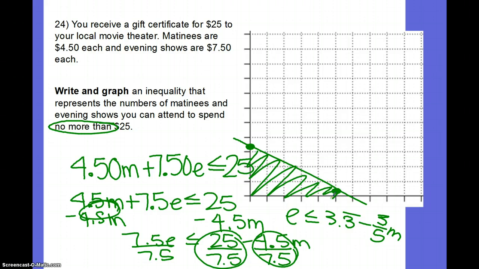And it says write and graph an inequality that represents. We did that, and that is finished review. Good luck.